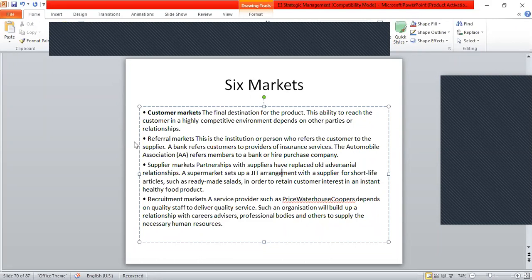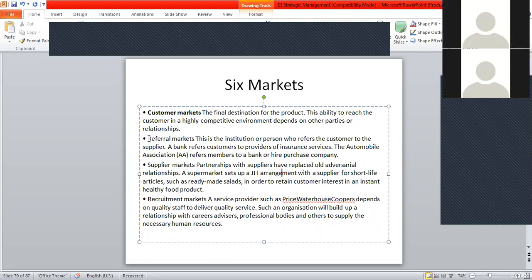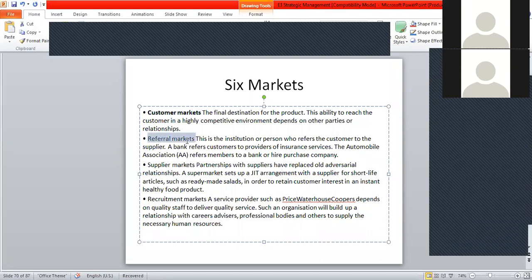Then we have the referrals market. Are you aware of referrals market? Did you ever come across any referral scheme where you are provided with some benefit if you refer?